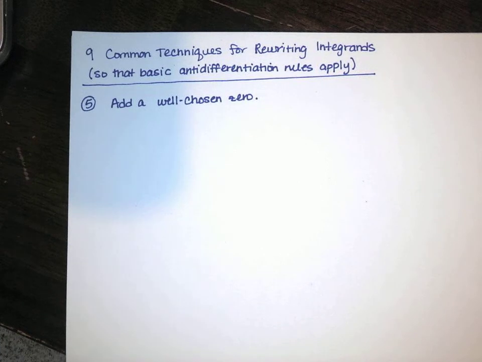Hey guys, this is the fifth of our 9 common techniques for rewriting integrands. In this video we're going to learn how to add a well-chosen zero, or learn when we would add a well-chosen zero. Of course, if your basic rules apply or U substitution applies, you don't want to do any of this stuff. You always want to go with the easiest rule first, basic rules first, then U sub, and if nothing else works, try one of these.